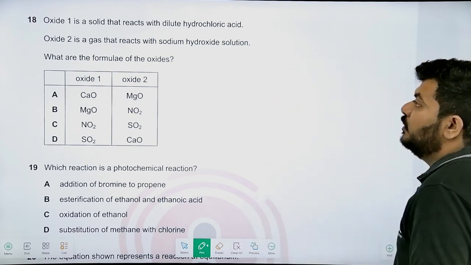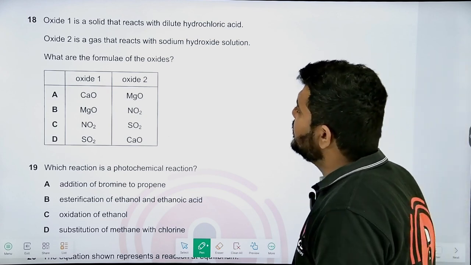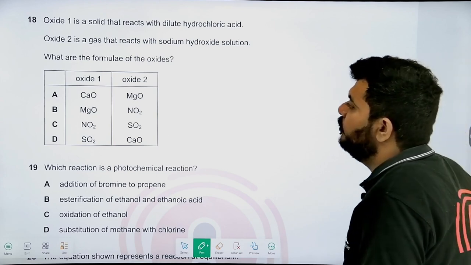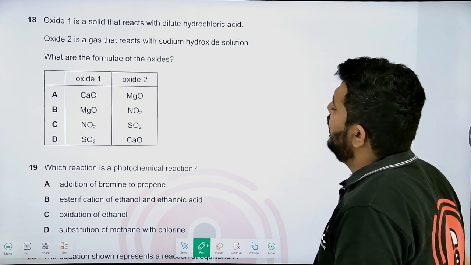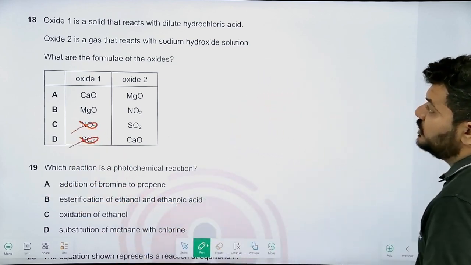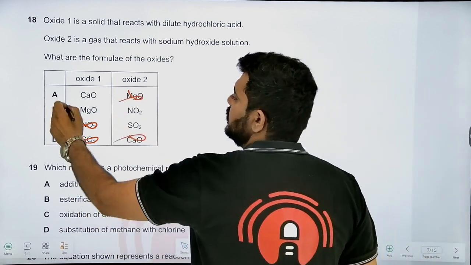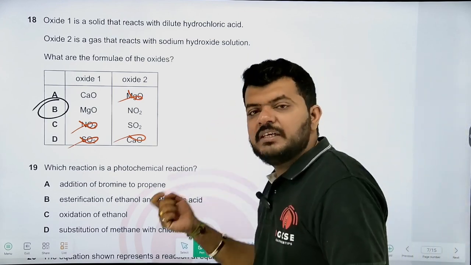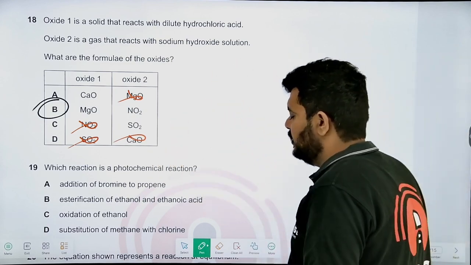Okay, question 18. Oxide 1 is solid that reacts with dilute hydrochloric acid. Oxide 2 is a gas that reacts with sodium hydroxide solution. What are the formula of oxides? Okay, reacts with dilute hydrochloric acid, so has to be a basic oxide, so it cannot be these two. Oxide 2 is a gas, cannot be this, and this leaves us with only option B, right? And because nitrogen dioxide is an acidic oxide, it will definitely react with sodium hydroxide, which is a basic compound, right?